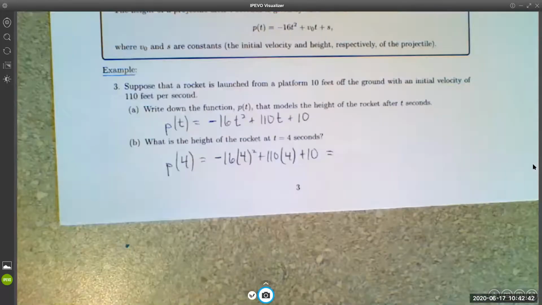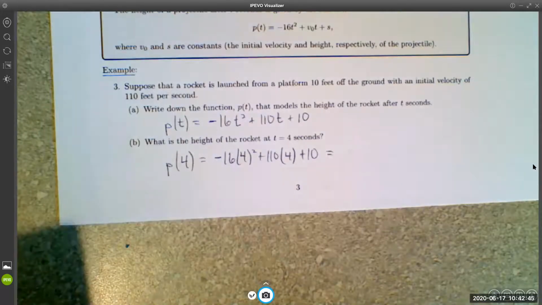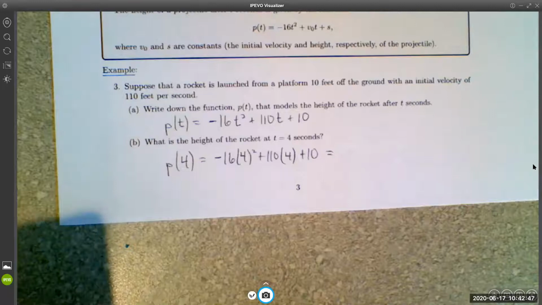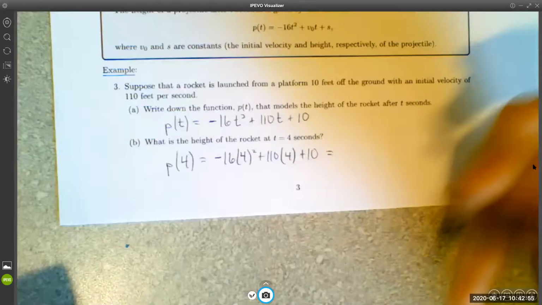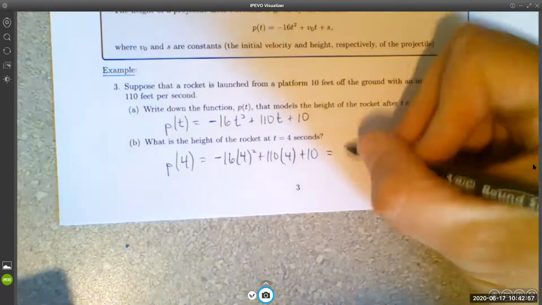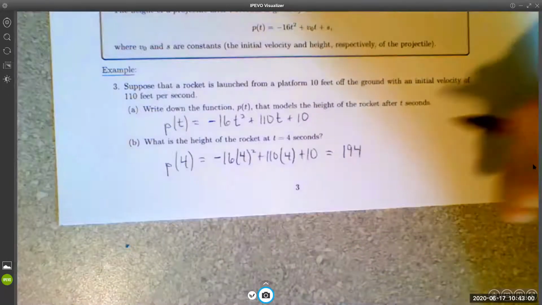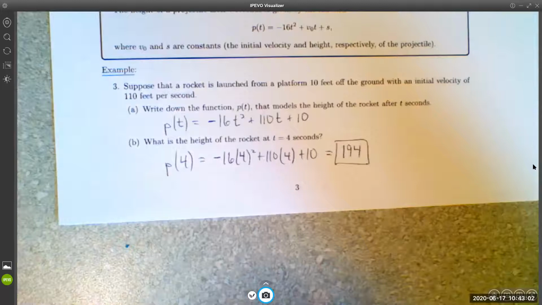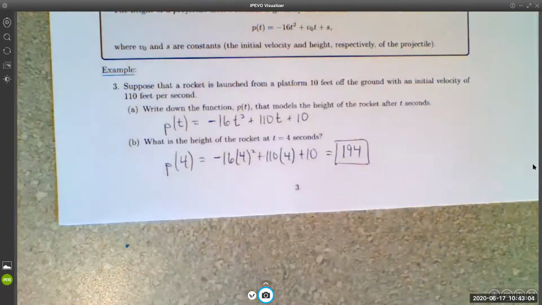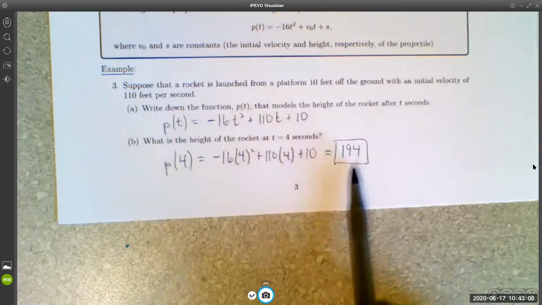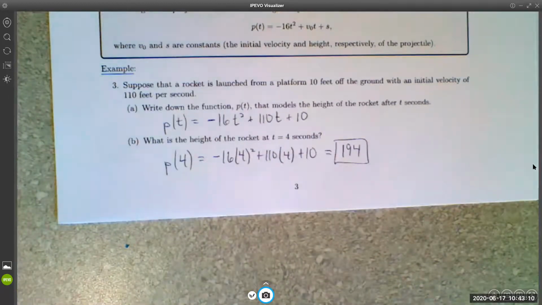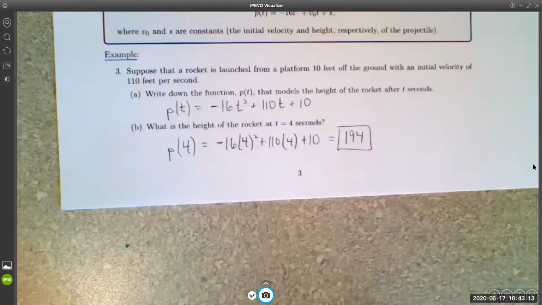I'm just going to use my calculator. Negative 16 times 16 plus 110 times 4 plus 10 is equal to 194. So 194, right? That's the height of the rocket after 4 seconds. So 4 seconds after it's launched, it's 194 feet from the ground. Okay, so that's how this function works.